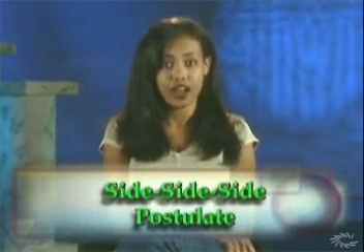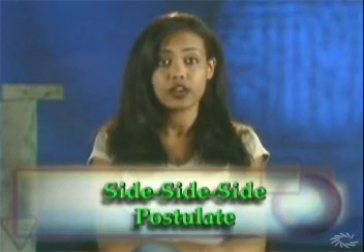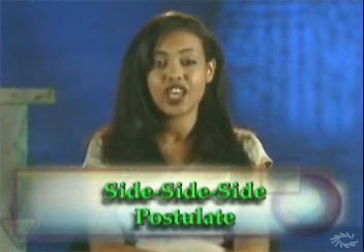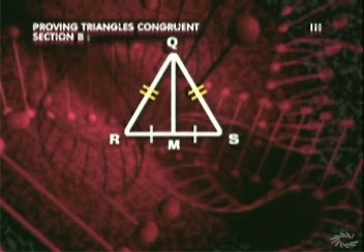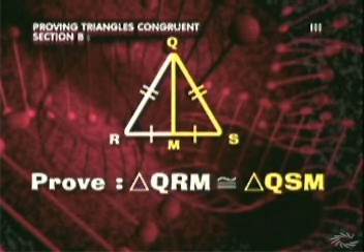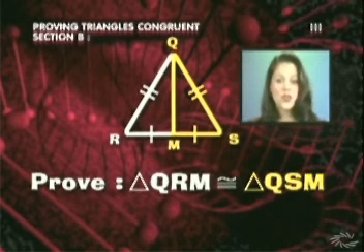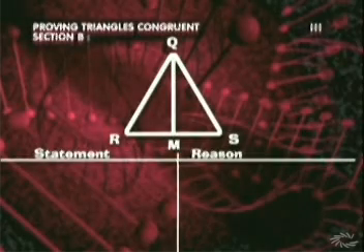Let's try an example where we can put the side, side, side postulate to good use. This isn't a theorem we're proving, just a specific problem that you might find on a test. We'll use a proof table to work it out. Given triangle QRS, with M as the midpoint of RS and QR congruent to QS, prove that triangle QRM is congruent to triangle QSM. Note that we are not given the information that QM is the bisector of angle Q. Let's set up our proof table.